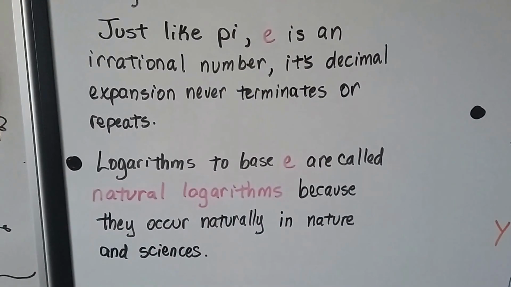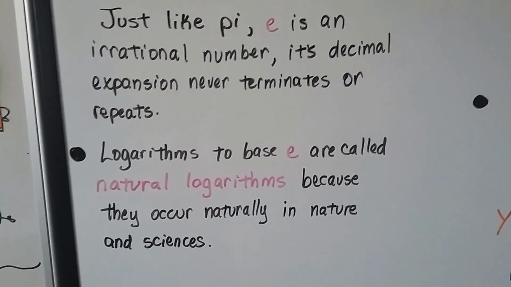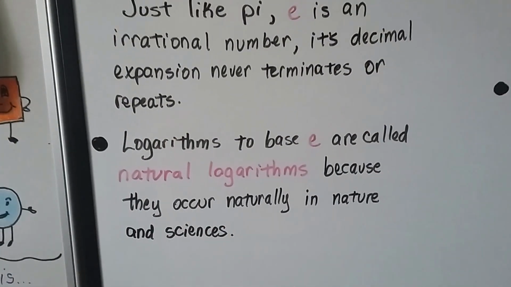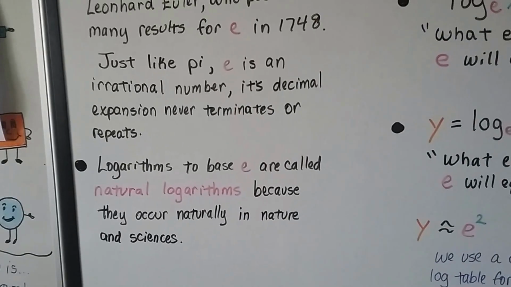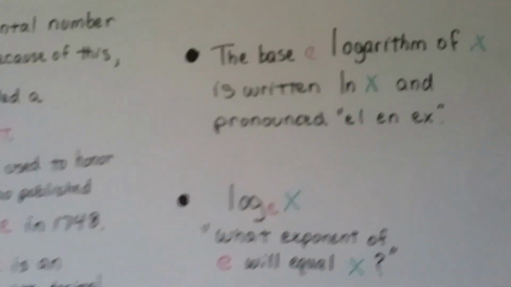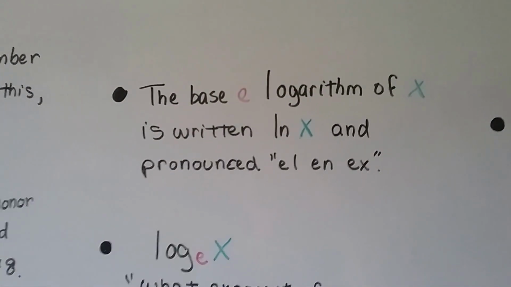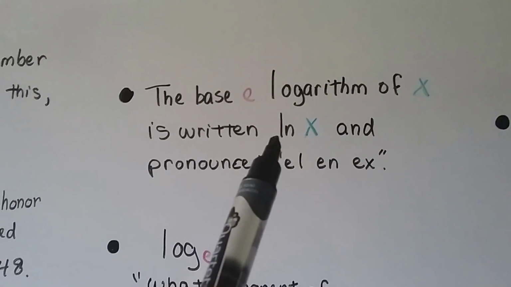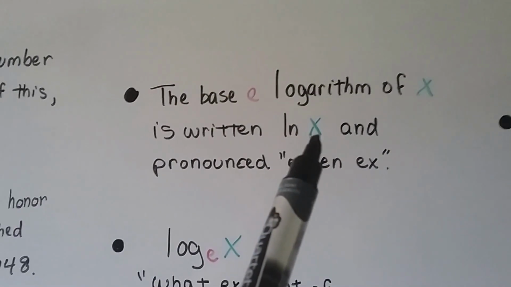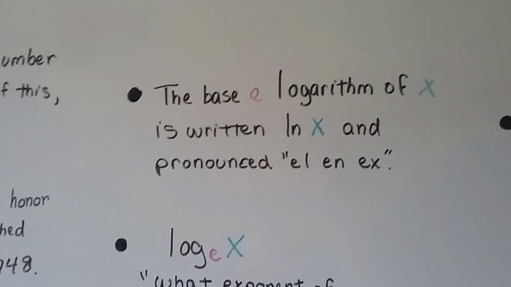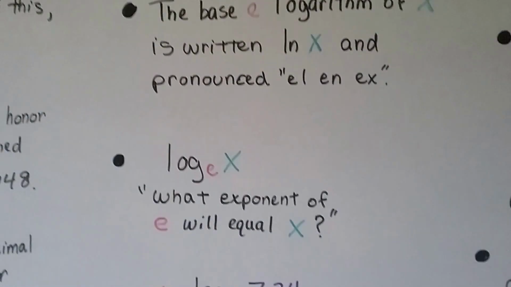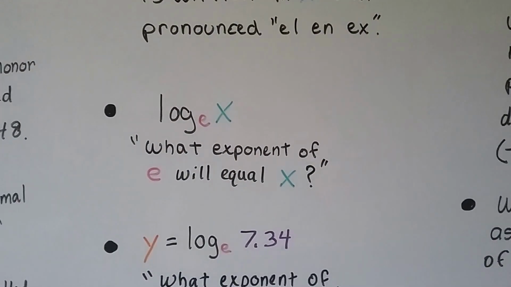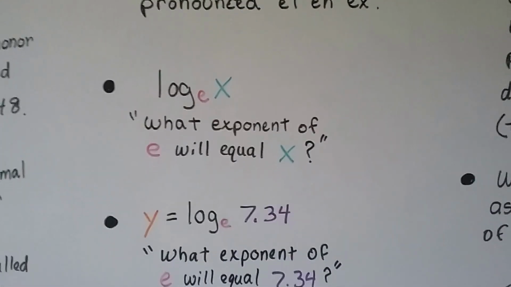And logarithms to base e are called natural logarithms because they occur naturally in nature and sciences, like biology and stuff like that, and social sciences like politics and economics. The base e logarithm of x is written with a lowercase l and an n, not an I, and then the letter x, and it's pronounced ln x. Log base e of x, we ask ourselves what exponent of e will equal x, just like we have so far all along with the logarithms, right?